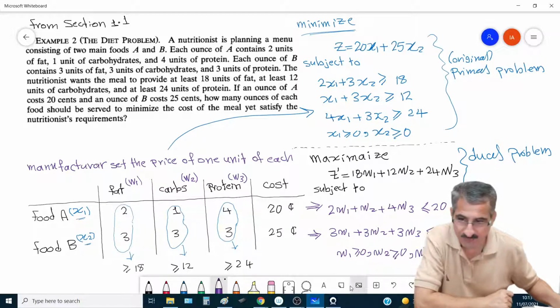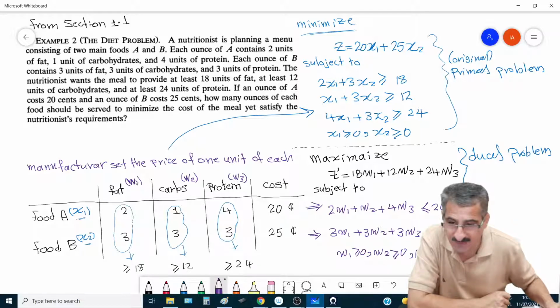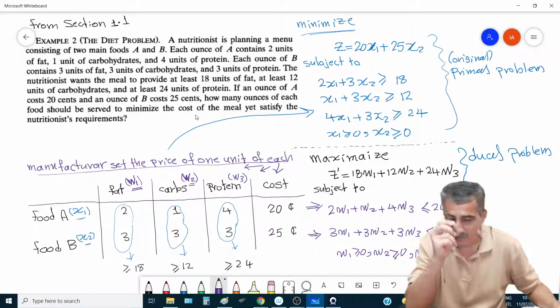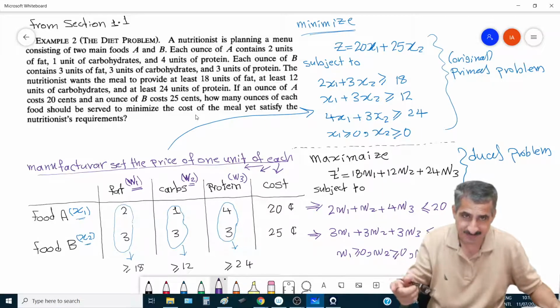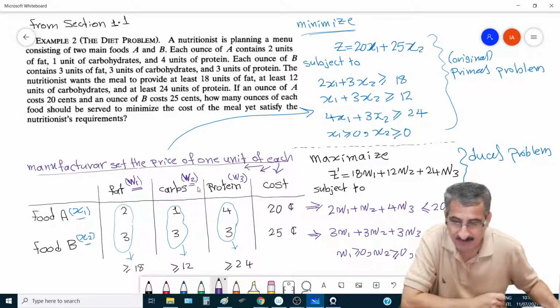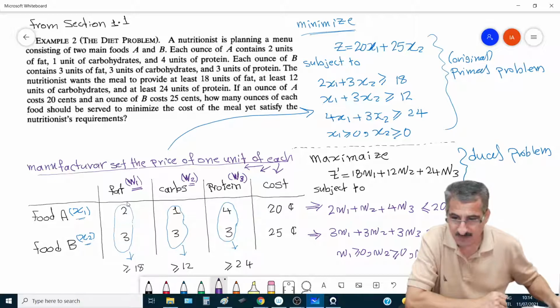Before we go, I will name the three kinds of resources. These are called resources. I will give a variable for the fat, which is W1, and the variable means the number of units. The manufacturer sets the price of 1 unit of each of these. When the manufacturer makes the food, he wants to sell it, so he will set a price. The price of 1 unit of fat is W1, the price of 1 unit of carbs is W2, and W3 is the price of a unit of protein. Now we will go horizontal.